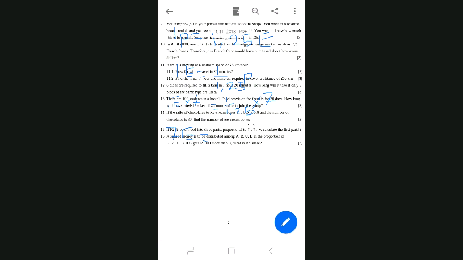Calculator. When we divide 7 by 1.25, what do we get? You are going to get 5.6 pounds.